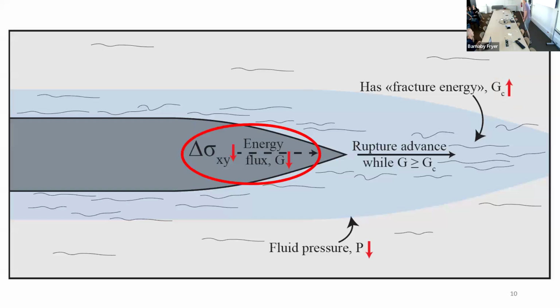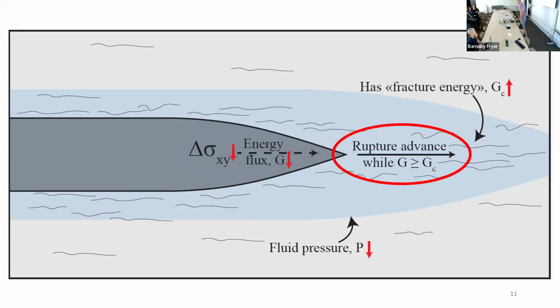The second part is the energy flux. The energy flux we think will go down because as effective normal stress goes up, we can think that shear stress is not changing by changing pore fluid pressure. So effective normal stress goes up, and then the difference between the peak shear stress and the residual shear stress has become smaller. So the stress drop is also going to be reduced in this case. And all of this together means that our rupture front is going to have a harder time advancing because the energy flux has been reduced and the fracture energy has been increased.